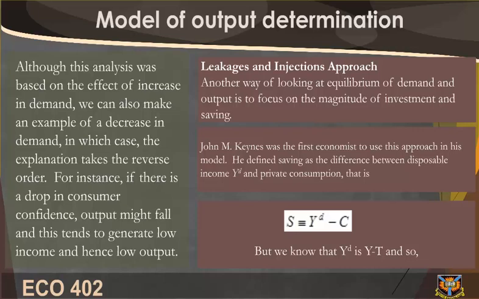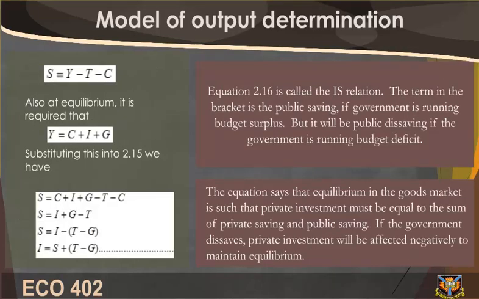Another way of looking at equilibrium of demand and output is to focus on the magnitude of investment and saving. John M. Keynes was the first economist to use this approach in his model. He defined saving as the difference between disposable income Y^d and private consumption, that is. But we know that Y^d is Y minus T, and so also at equilibrium it is required that, substituting this into 2.15, we have equation 2.16, which is called the IS relation.